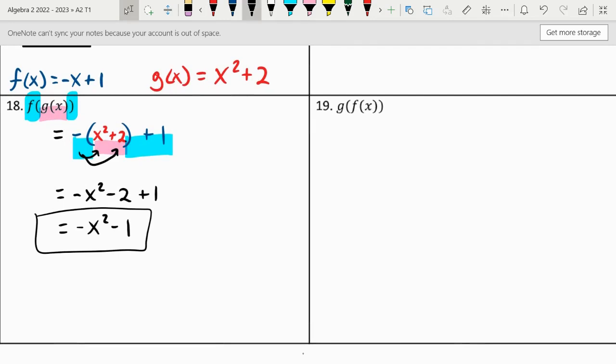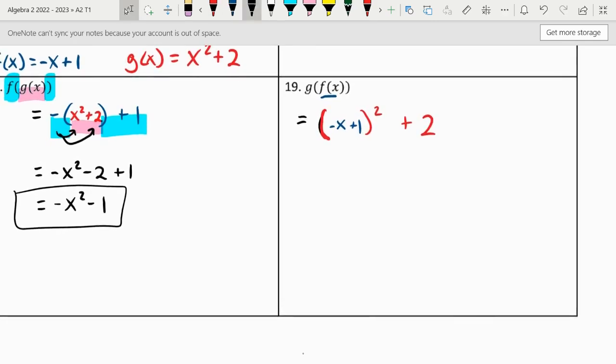If we were to find g of f of x, this would be equal to g of x, which is x squared plus 2. But since I'm composing, I'm not going to write x. I'm just going to simply put a blank. Instead of x, I will simply put a blank, and in the blank, I will put f of x, my inside function. F of x is negative x plus 1. And we need the box again. The reason we need the box is because anything squared is just that thing times itself.